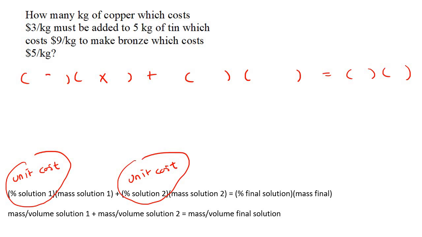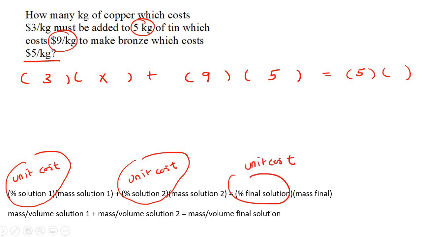So that would be 3. So you just put a 3 over there, okay? And then this one over here must be added to 5 kilograms, which costs $9 per kilogram. So the unit cost is 9 and the total mass is 5, okay? To make bronze, which costs $5 per kilogram. So that's 5 over there because that's the unit cost. Remember, this could also be unit cost. And then the total mass is normally this one and this one added together, so we'll just say X plus 5.